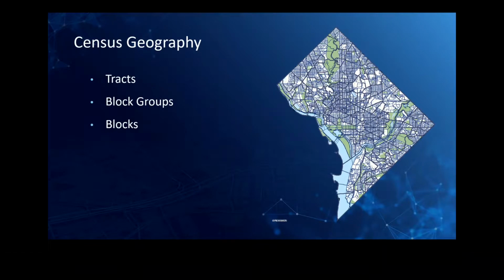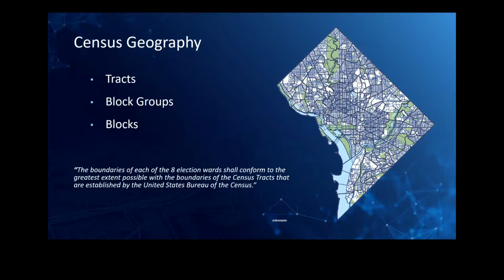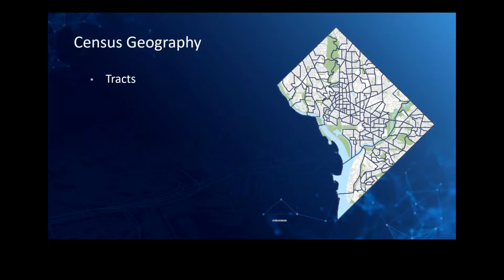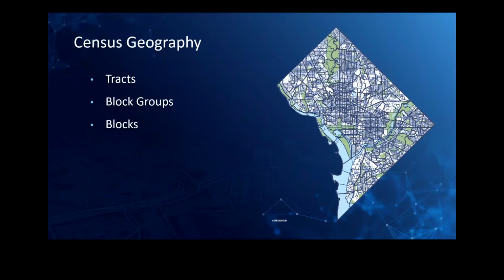However, DC code stipulates that the boundaries of the 8 wards should conform to the greatest extent possible to the boundaries of the census tracts. Which means, as we're using this tool, although the tracts, block groups, and blocks are all available to us, to the greatest extent possible, our job is to use the tracts to build our wards, using block groups and blocks only when necessary to achieve our districting goals.